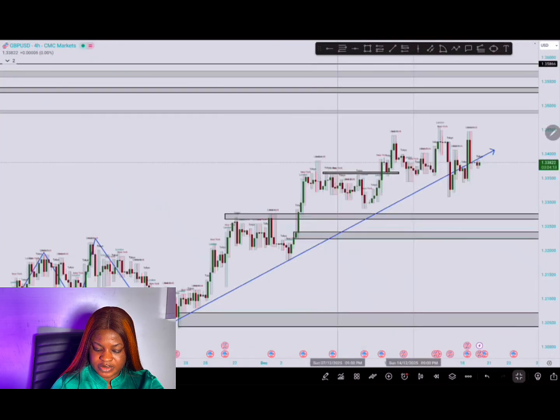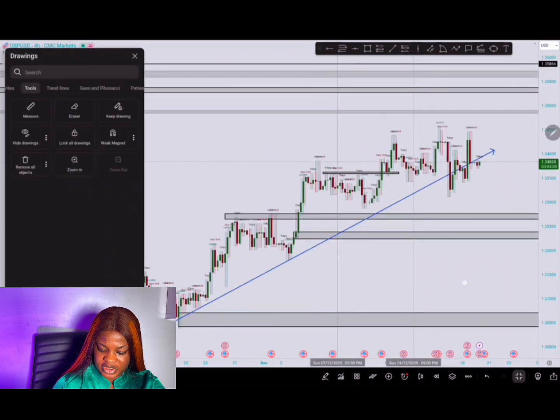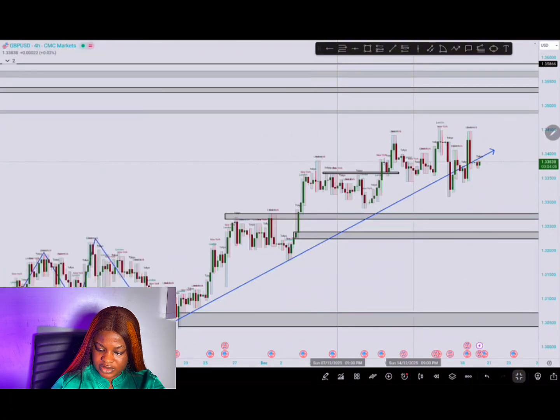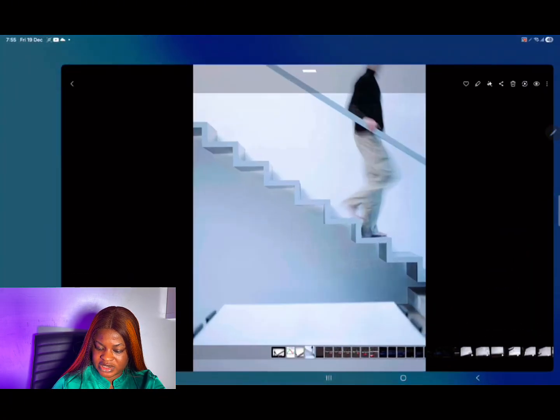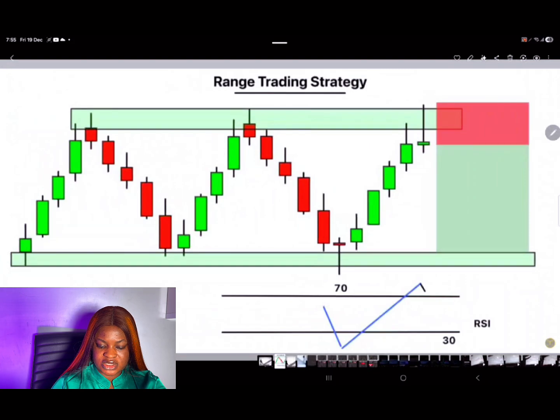So what is a range market? Let's go back to the photo visual to have a clear illustration of how a range market looks like before we come back to the chart. So this is a range market. Range market is like a room with no staircase. You're jumping up and down. You can't break above the ceiling and can't break below the floor. You're just on the same spot.